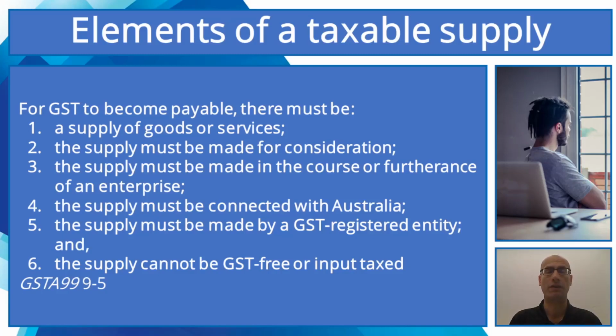And similarly, for those students who may recall both from their business and law degrees, the idea of some forms of consideration, illusory consideration and past consideration not being valid. However, merely reducing the amount payable to zero won't stop this element being satisfied. The third element is that a particular supply has to be made in the course or furtherance of an enterprise. And this is expressed far more broadly than merely a business.